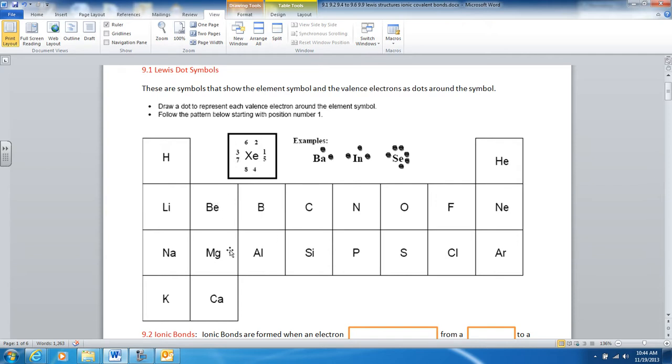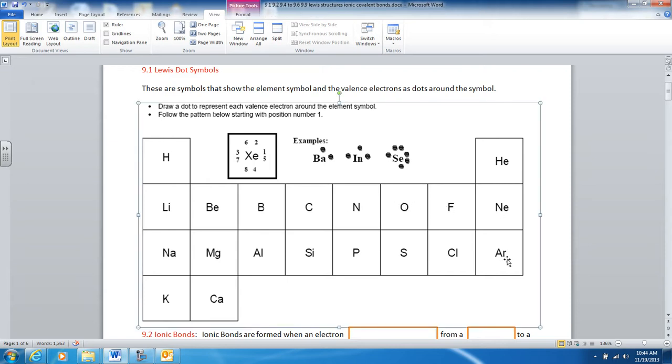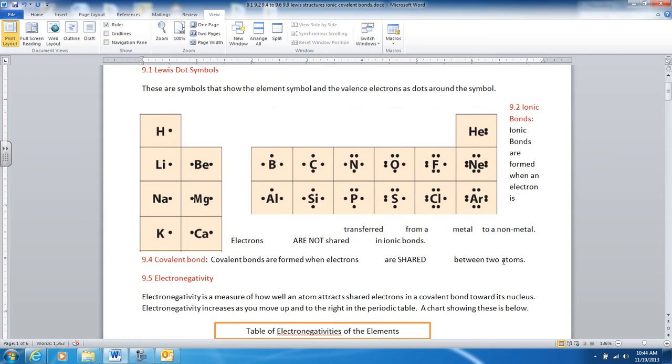Boron, notice I've cut out the middle of the periodic table here. That's because those D elements, they don't have an effect, and actually none of these elements here have D electrons. So it wouldn't matter. So 3 valence electrons, so we would have 3 dots, 4 valence electrons, 4 dots, 5 valence electrons, 1, 2, 3, 4, and then 5, 6, 7, and 8. Go ahead and pause, and here are your answers.